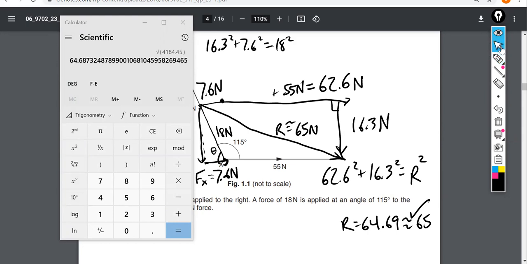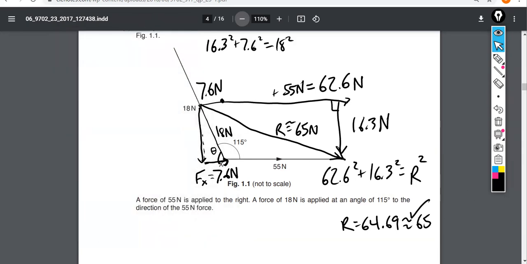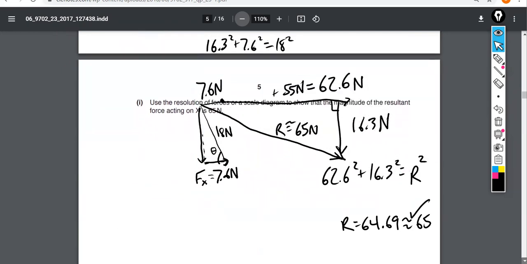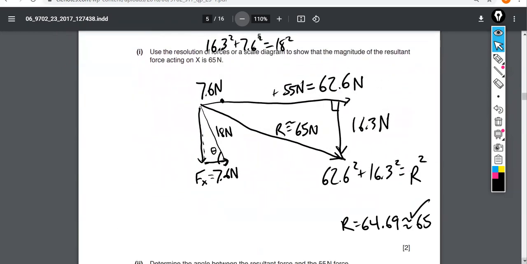And so that's that. If you recall, they asked us to also determine the angle that it makes relative to this 55 Newton force. Right? That was something else they wanted us to calculate. Let's remind ourselves of that. It says use the resolution of forces or a scale diagram to show that. And that's what we did. We resolved this one. That's the resolution of forces. We constructed a new right triangle.